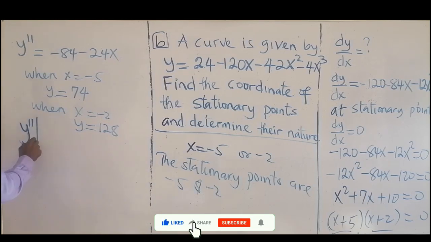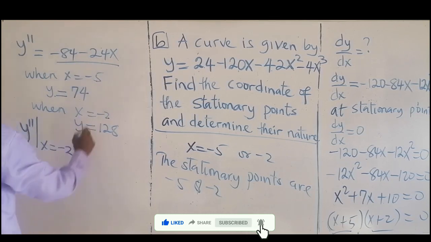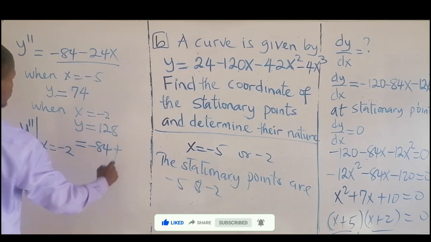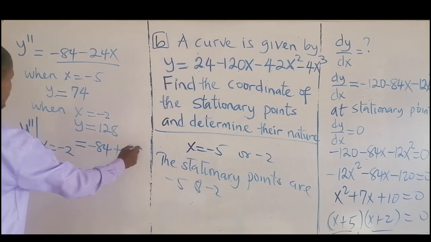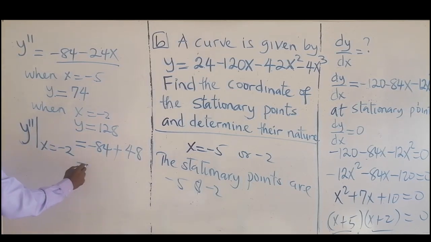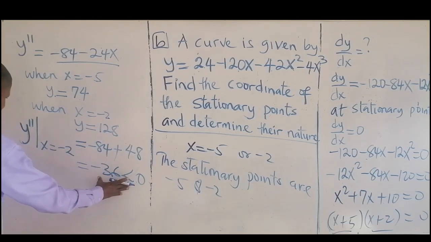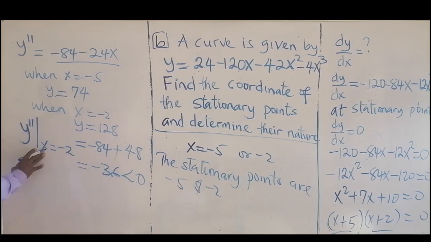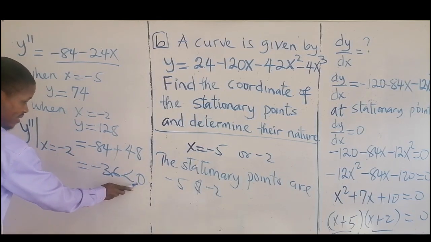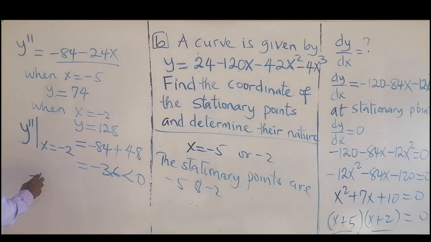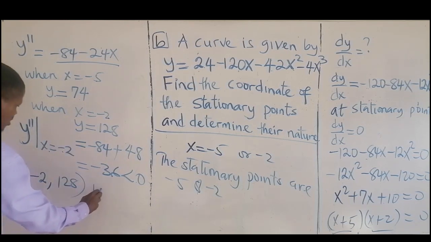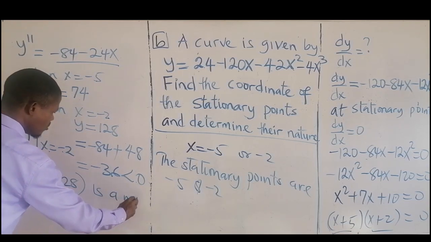Okay? Therefore, let's continue here. Second differential at x equal to minus 2. Let's get the value. Plug in that. That's minus 64 plus 48. Do your subtraction. That will give us minus 36, which is less than 0. So the meaning of this is that when your second differential at that particular point is negative, less than 0, then we can conclude that the point minus 2, comma, when x is minus 2, y is 128. This is a minimum point.